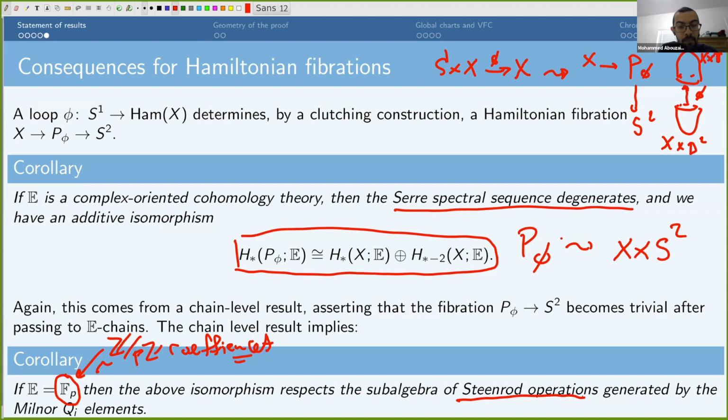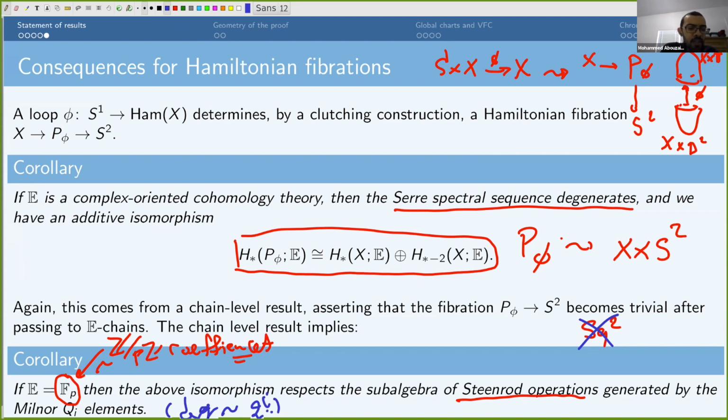It doesn't respect all of them. For example, if you know something about Steenrod operations, the first one that you would think about after square one is square two. It does not respect square two. But it respects some elements called Q_i elements. They have degree approximately 2^i. I'm not going to try to get it right.